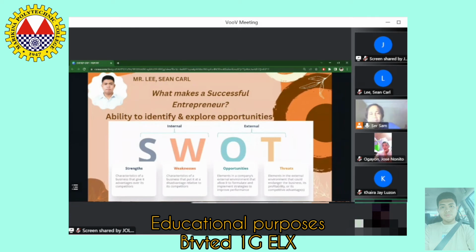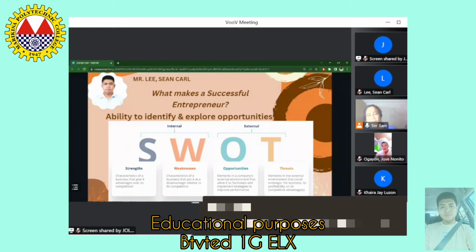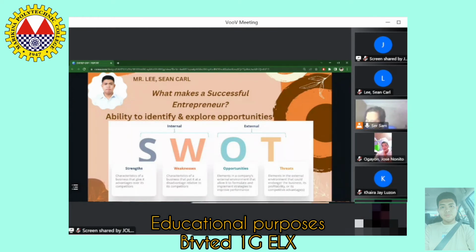What makes a successful entrepreneur? Ability to identify and explore opportunities. So, dito papasok yung tinatawag nating SWOT analysis. SWOT analysis is strengths, weaknesses, opportunities, and threats. Sa kunyari, example, business entrepreneur ka and then kailangan mo ma-identify yung strengths mo, kung saan ka malakas. Weaknesses, kung saan nga ba may mga tagilid doon sa product or services mo. And opportunity dapat naghahanap ka ng mga opportunity para maging successful ka sa market, yung product or services mo ay maging trend. And yung threats, dito papasok yung mga competitors natin.